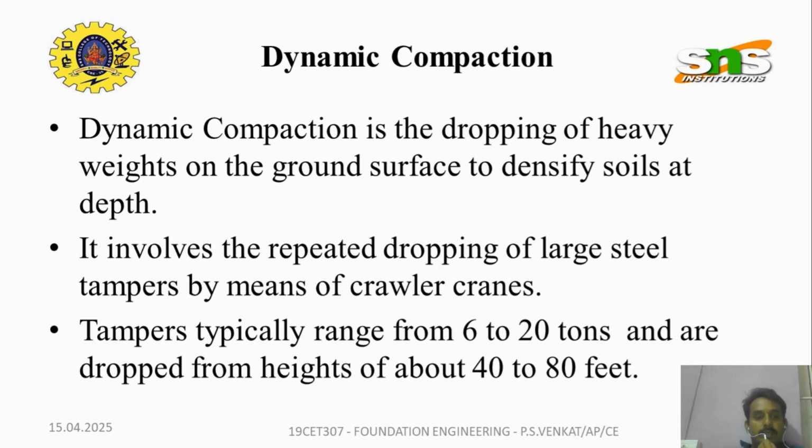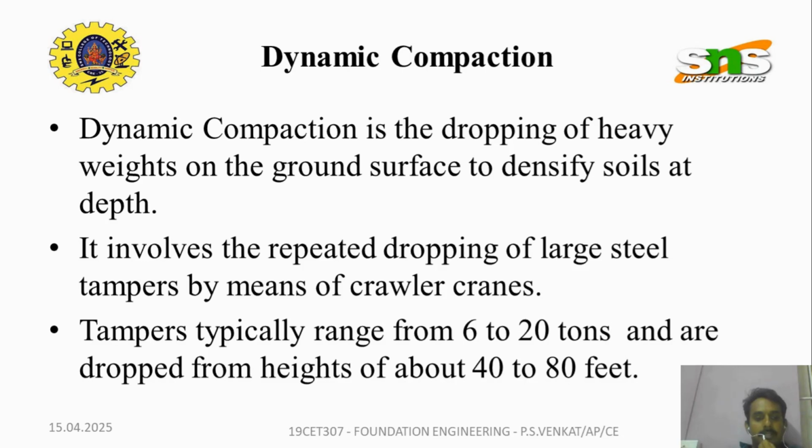So let's have a gist about dynamic compaction. Dynamic compaction refers to the process of dropping heavy steel weights known as tampers from a considerable height directly onto the ground surface. These tamper weights typically range between 6 to 20 tons and they can be dropped from heights of 40 to 80 feet using large crawler cranes.